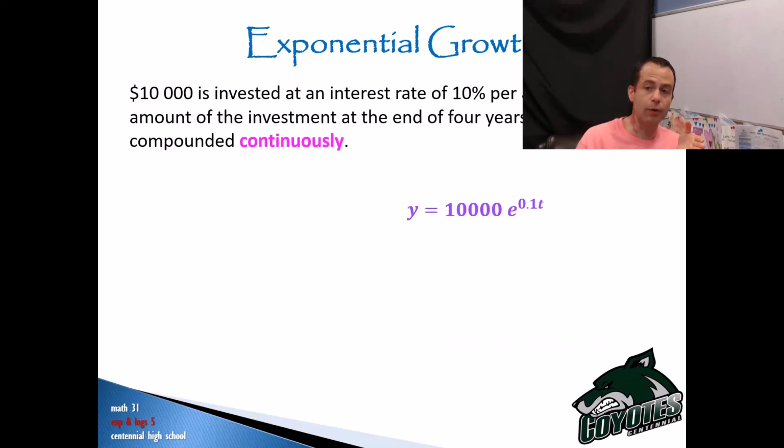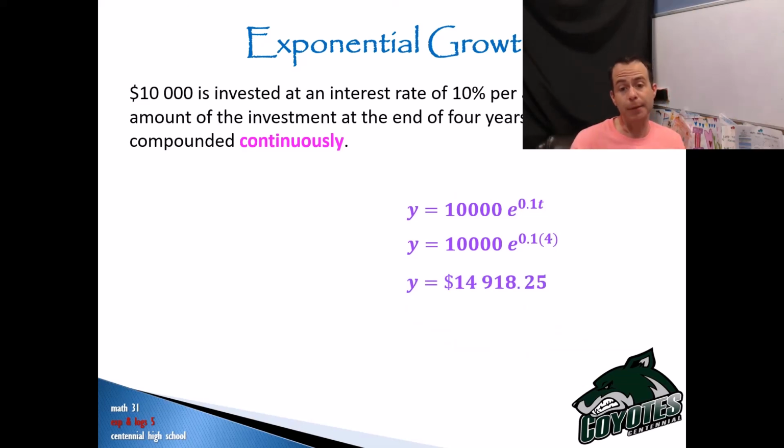Okay, so now if I use 4 years here, 10,000 times E to the 0.1 times 4, I get a continual interest rate investment of 14,918.25. Now, again, this couldn't happen. I couldn't actually compound continually, but it shows us what the absolute cap would be with that interest rate. Okay, it's more a mathematical conversation than a financial conversation. Although they do use this in financial conversations, you will notice.